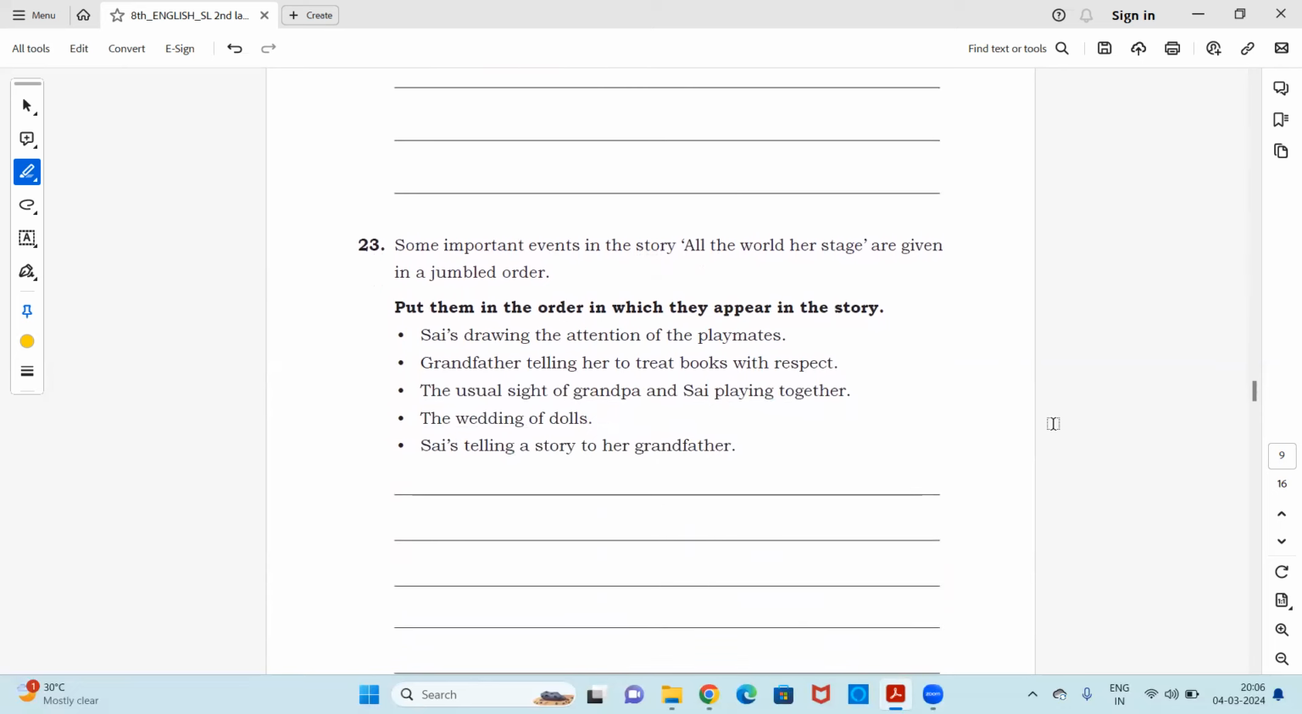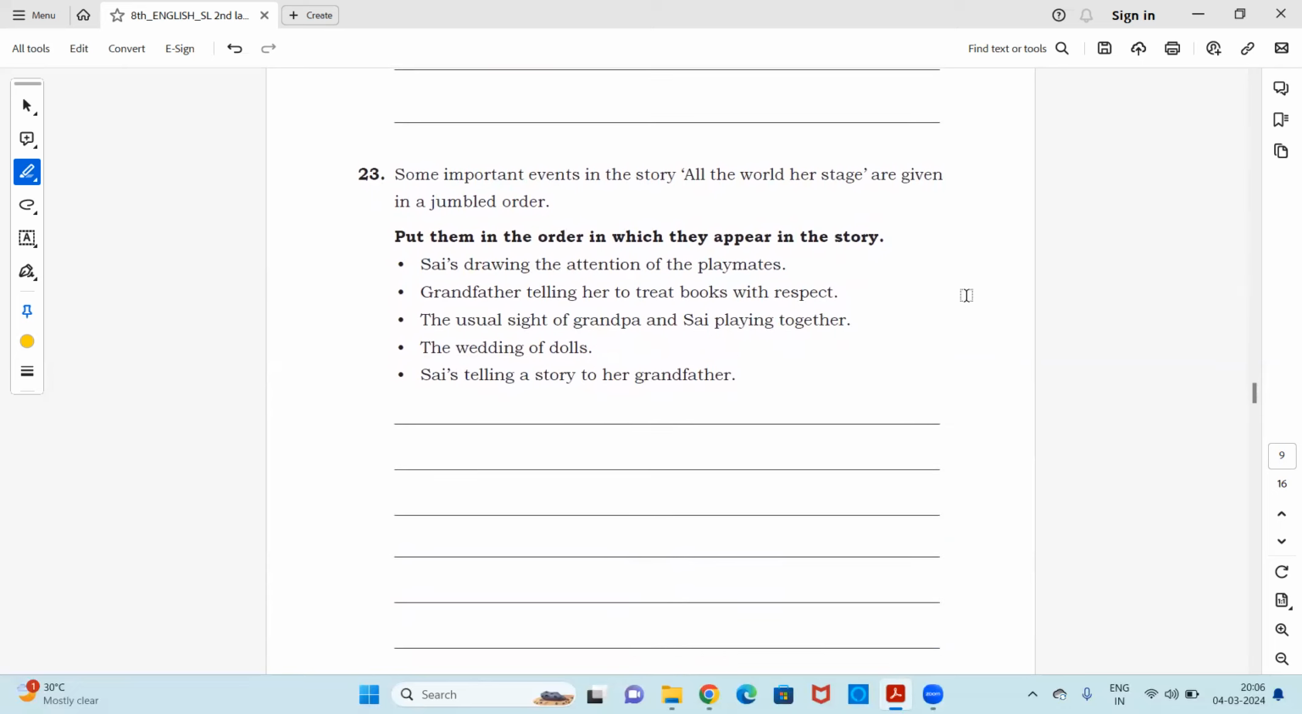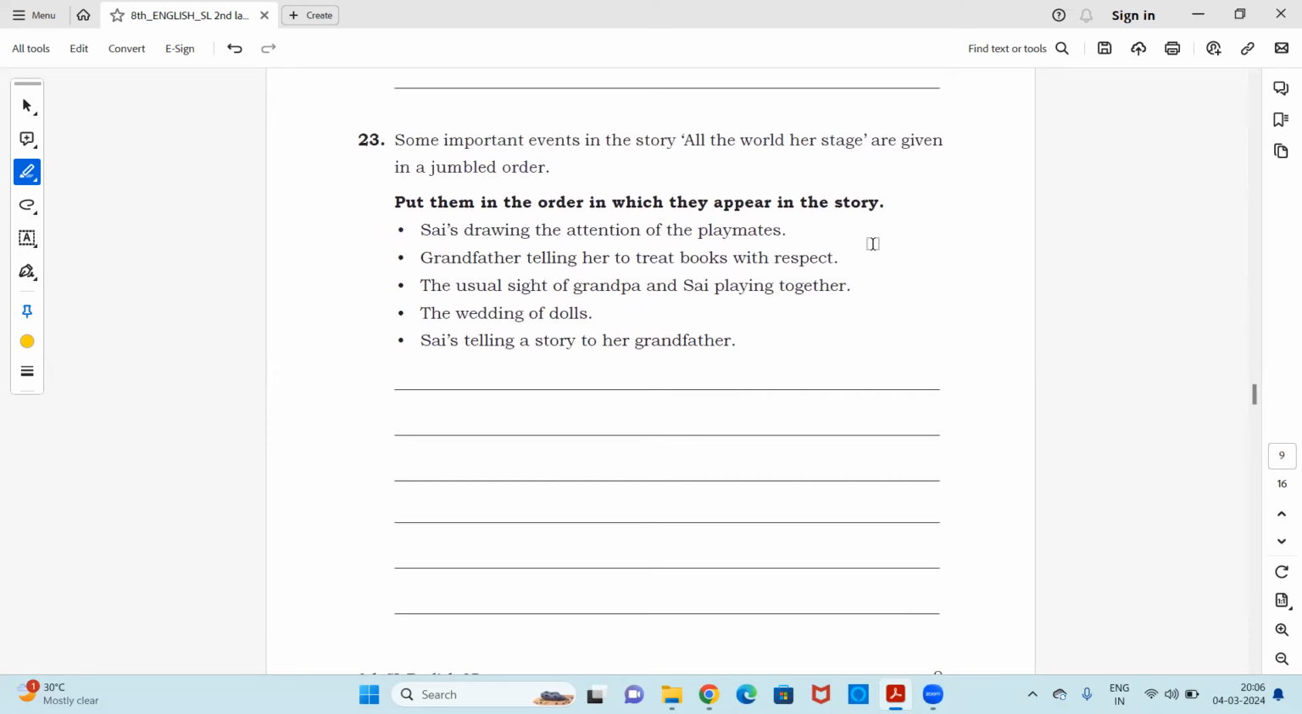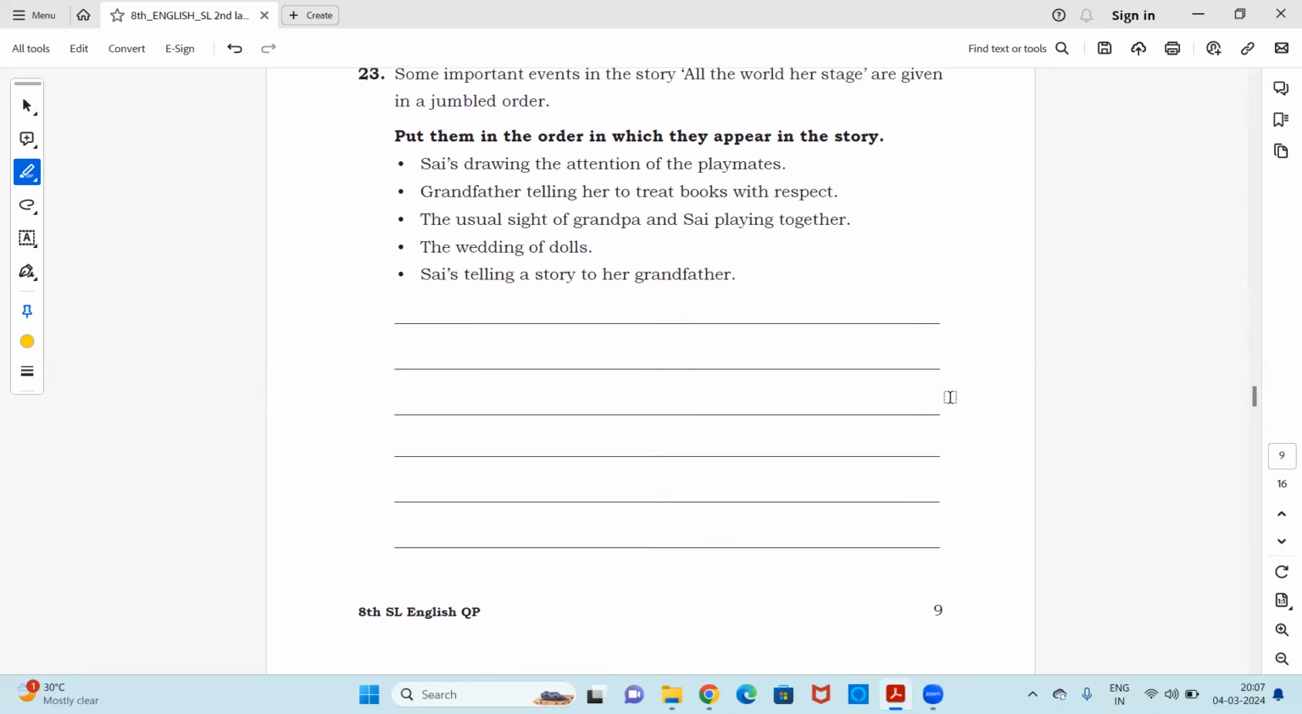Next, third. Some important events in the story are given in jumbled order. Put them in the order in which they appear in the story. So you have to arrange them in chronological order. The events of the story are just jumbled up. What happened first in your story should be written first here. So you have to rearrange this according to the order of the story that you have read. Okay, so this is to be done by you that way.